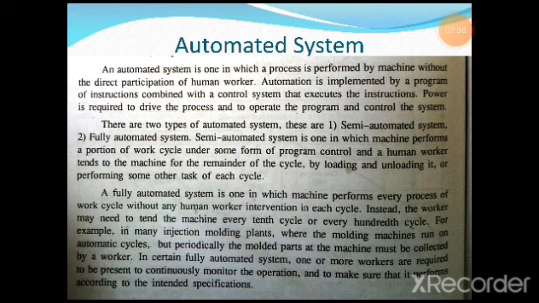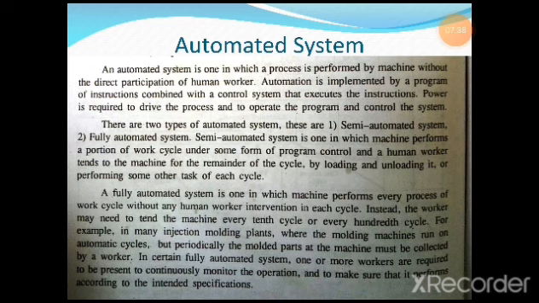One is called what? Semi-automated system, and the second one is fully automated system. To some extent, in a semi-automated system, what happens? There is some human involvement. A semi-automated system is one in which the machine performs a portion of the work cycle under some form of program control, and a human worker tends the machine for the remainder of the cycle by loading and unloading it or performing some other task of each cycle.